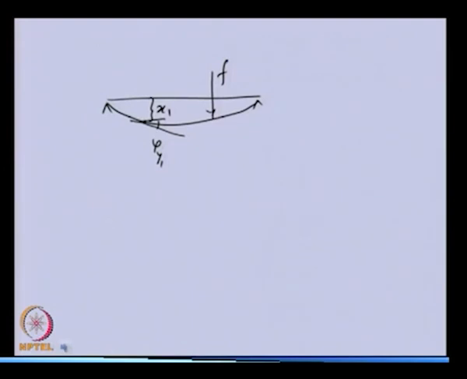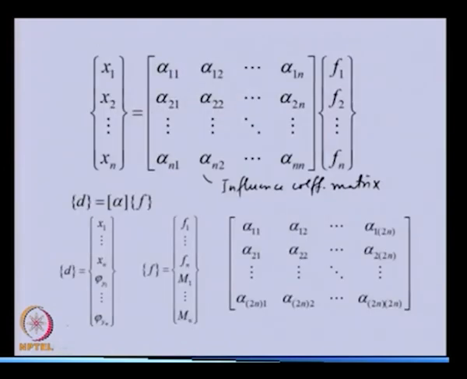So, the previous analysis we can extend like this. Instead of only the linear displacement, we can add the angular displacements. Also, in the force vector, instead of only the forces, we can add the moment. Because the size of these vectors is 2n into 1, the influence coefficient matrix, which was originally n into n, will now become 2n into 2n. Additionally, more influence coefficients will come corresponding to the moment and angular displacements.